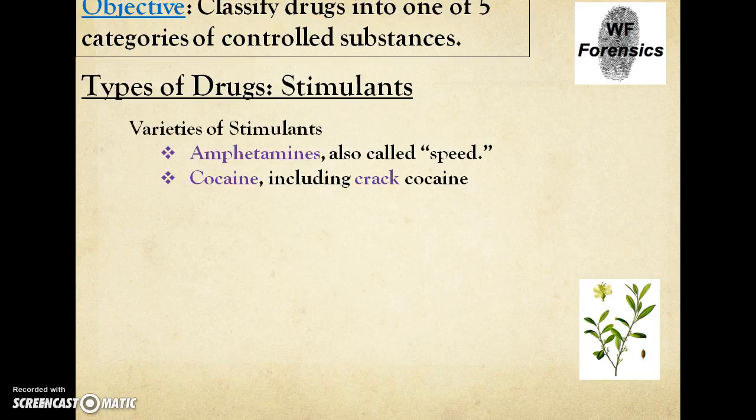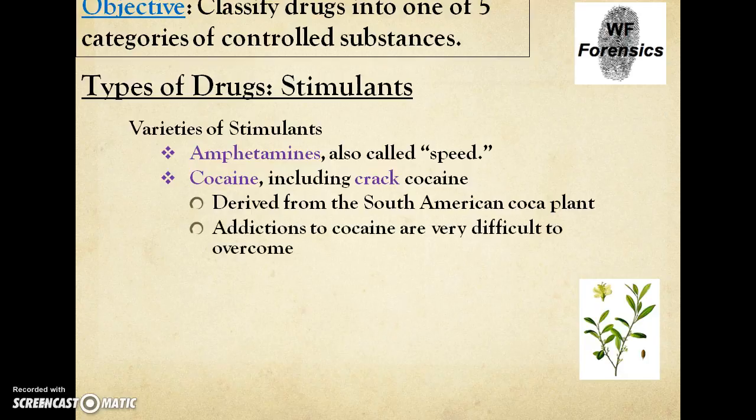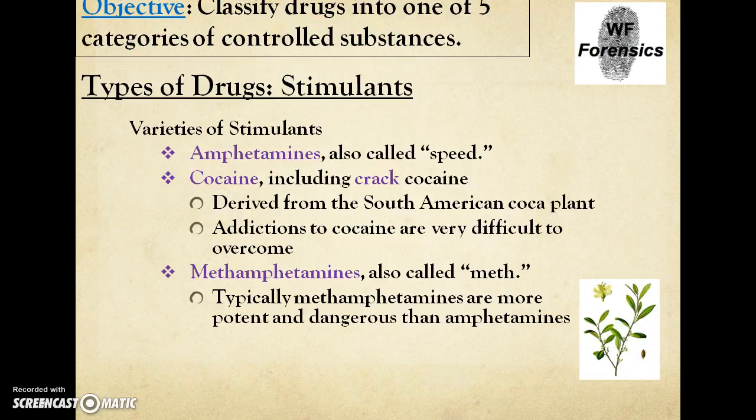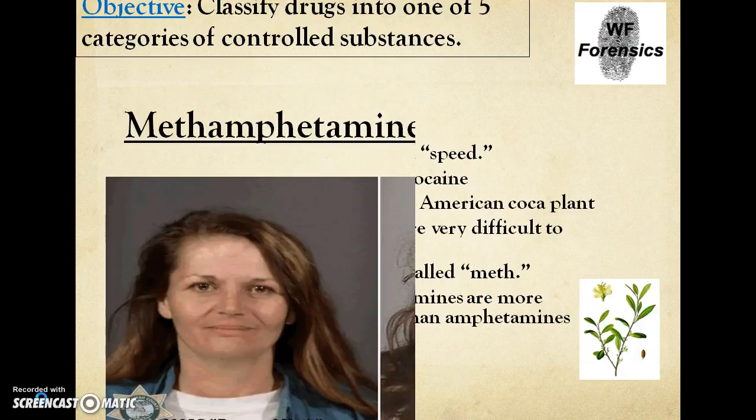There's a lot of different types of stimulants. There's amphetamines, cocaine, which is something that you see a lot in movies. This also includes crack cocaine. So cocaine is derived from South America, and addictions to cocaine are very, very difficult to overcome. Another example of a stimulant would be methamphetamines, also called meth or crystal meth. So typically methamphetamines are more potent and dangerous than amphetamines.